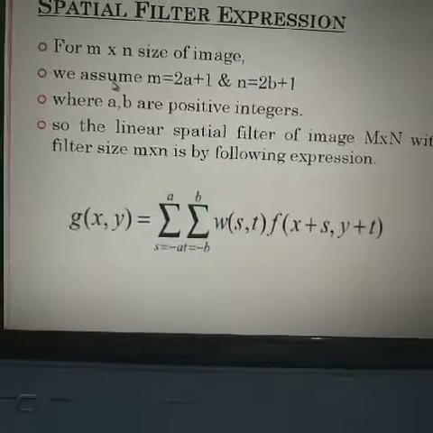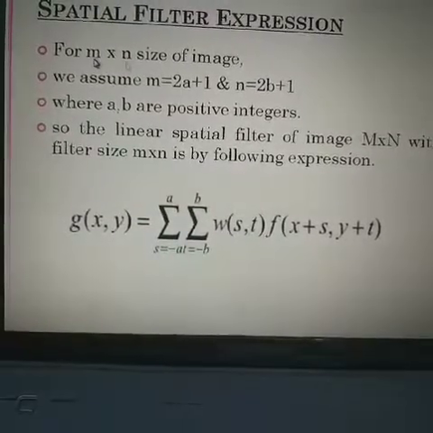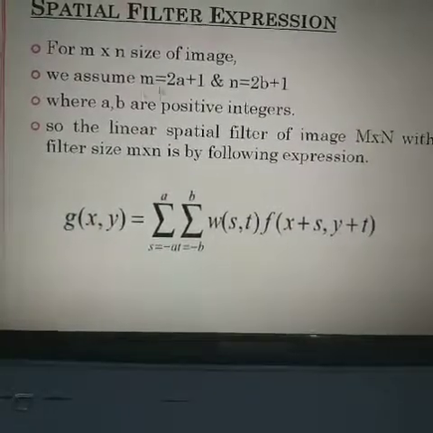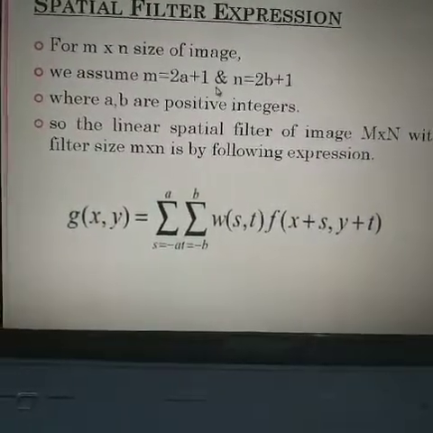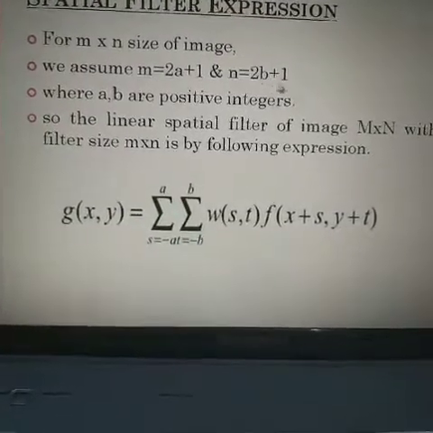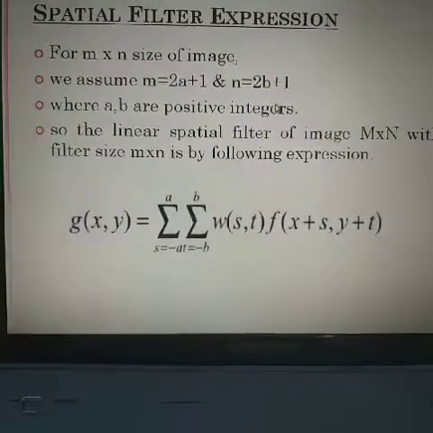Where we talk about both, we assume that m is the number of columns into n, the number of rows. So the number of columns is equal to 2a plus 1 and n, the number of rows, equals 2b plus 1. a and b are some positive integers.